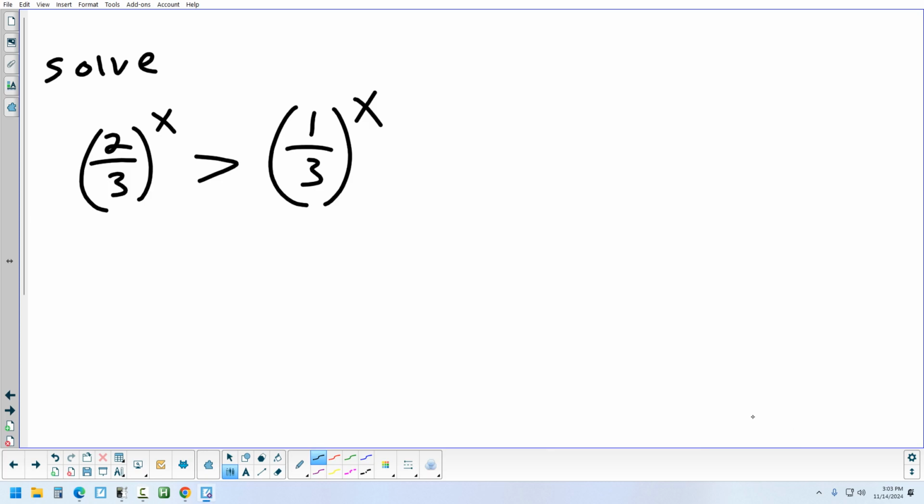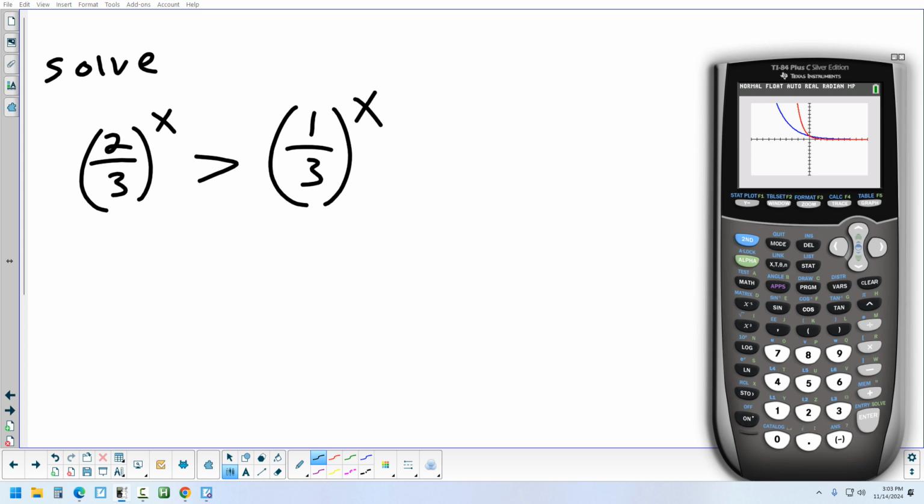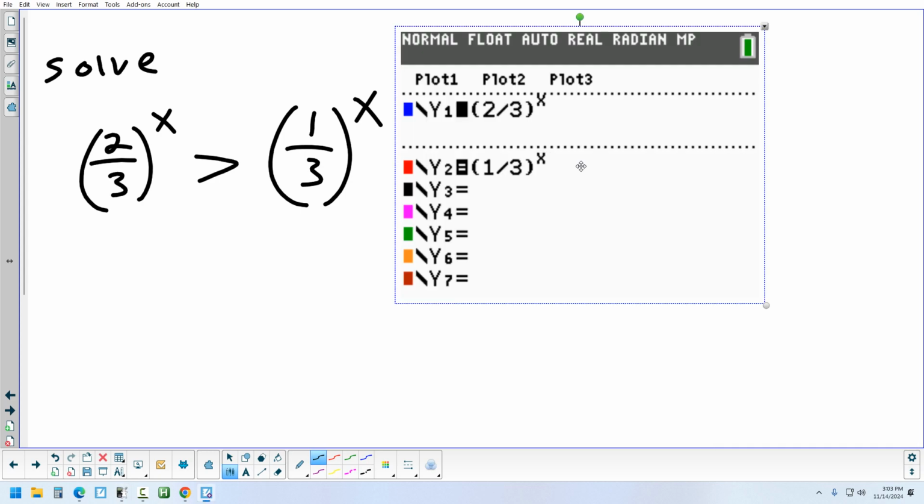All right, so the next question we're going to look at involves solving an exponential inequality. The approach we're going to do is we're going to graph each one of them, and we're going to look where the 2/3 to the x is above 1/3 to the x. All right, and we're going to write our answer as an interval. So I've already graphed each equation. To graph them, this is what you would want to type in. And because the 2/3, that's the blue one, we're looking for where the blue one is above the red one.